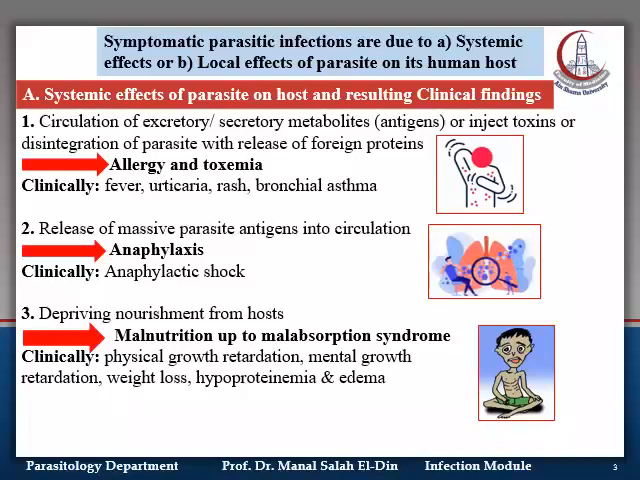Then number 2, if this condition occurs suddenly in large amount, massive parasite antigens are released in the circulation, it will lead to anaphylaxis, and clinically it will lead to anaphylactic shock. Then we have depriving nourishment from the host. These parasites take nourishment from the host himself, eating his food, resulting in malnutrition up to malabsorption syndrome, and clinically there will be physical growth retardation, mental growth retardation, weight loss, and hypoproteinemia with edema.